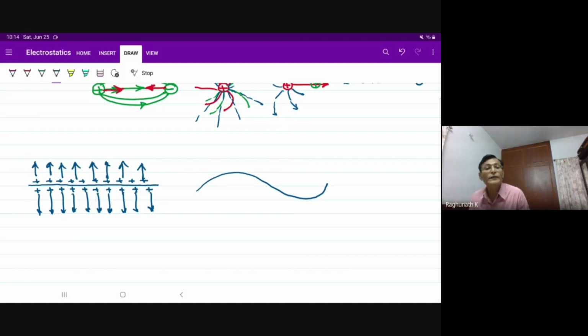But in this curved surface, if I say that the positive charge is there on the top surface, what will happen? In the direction perpendicular to it, it comes.